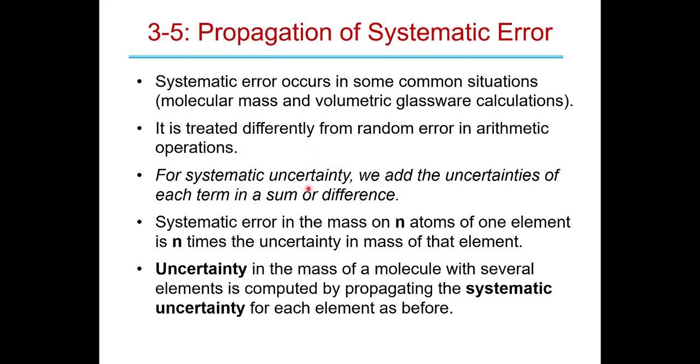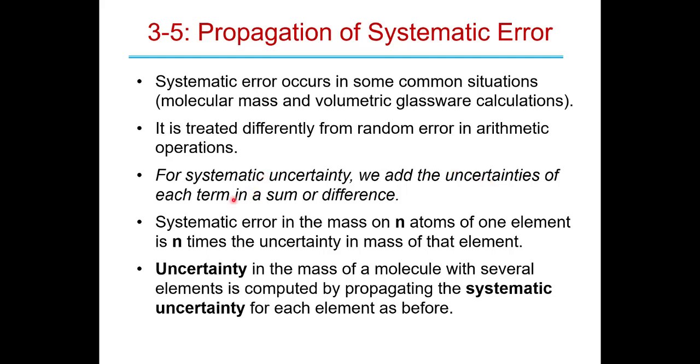And for systematic uncertainty, when we're adding and subtracting, when that's our arithmetic operation, so this applies just for sums and differences, what we do is we add the uncertainties together, as long as it's from the same quantity, okay? If they're independent quantities, then we do something different. And I'll explain that in a minute.